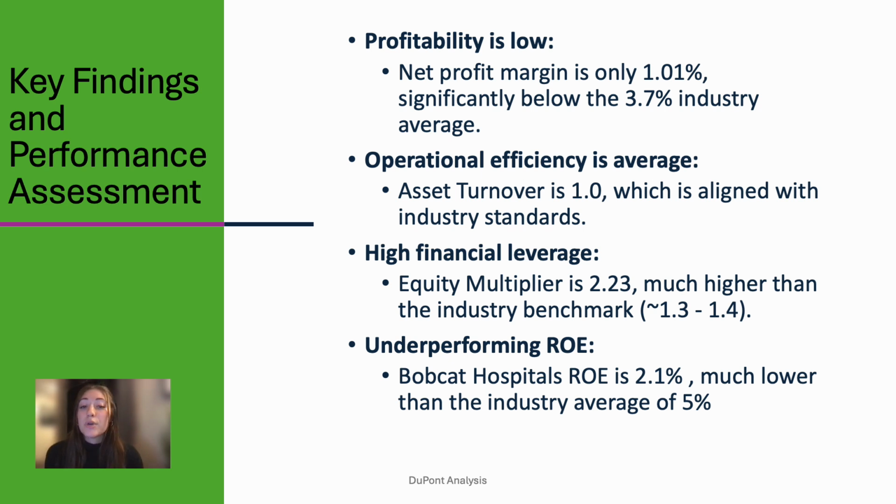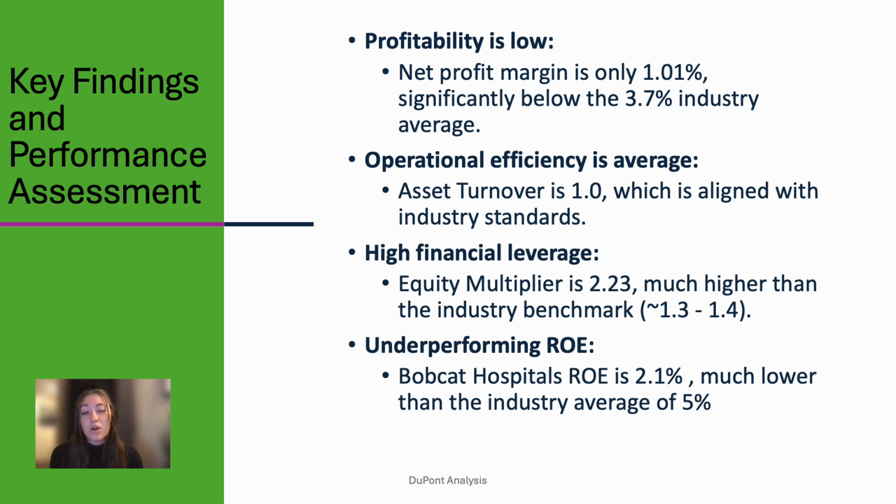Then your equity multiplier was 2.23, which was much higher than the industry benchmark, which is typically around 1.2 to 1.3. That means that the Bobcat Hospital relies more on debt than other hospitals in the industry, which increases the financial risk. While we all know borrowing can boost profits, when you're investing into something, you hope to get something out of it. So while borrowing can boost your profits, it also makes the hospital more vulnerable if it doesn't improve its earnings, which our profitability is low, so we are not doing that.